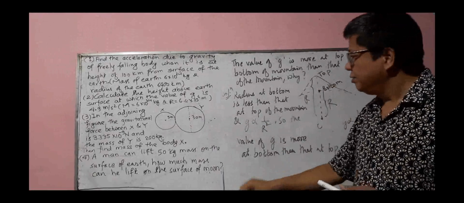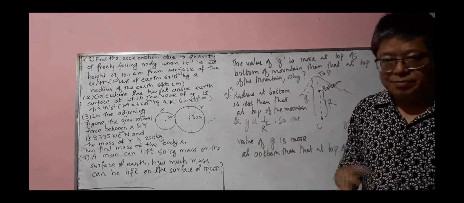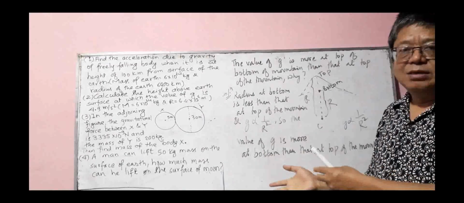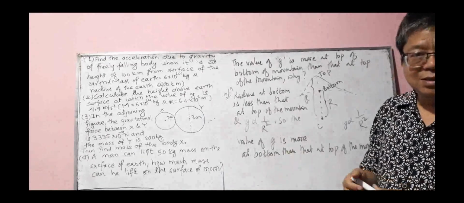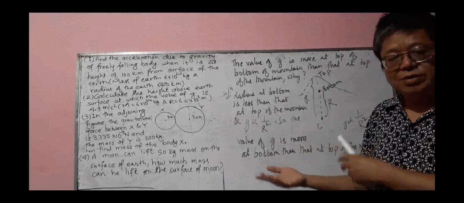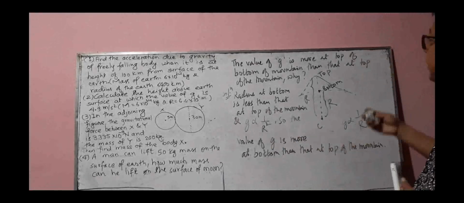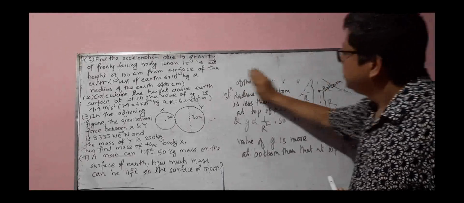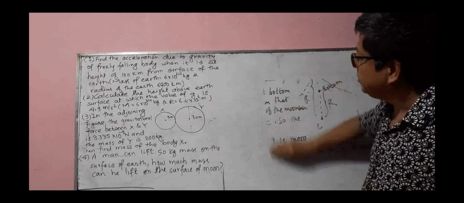Similarly, the value of g is more at polar region of the earth than that in the equatorial regions, because in polar region the radius is less and the value is more. Okay, and now we solve the following problem.